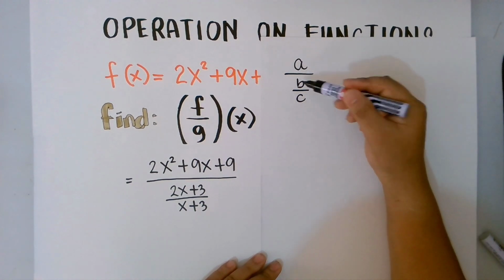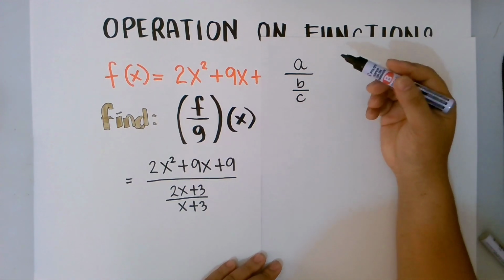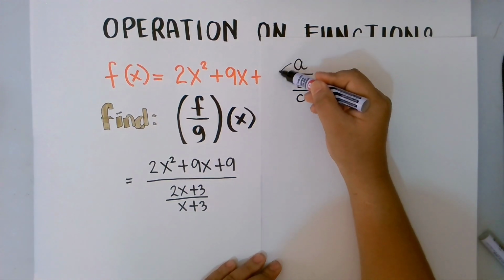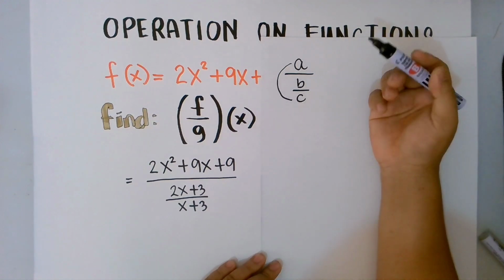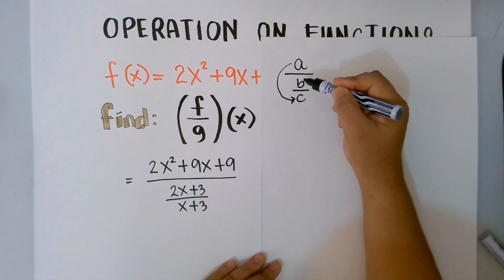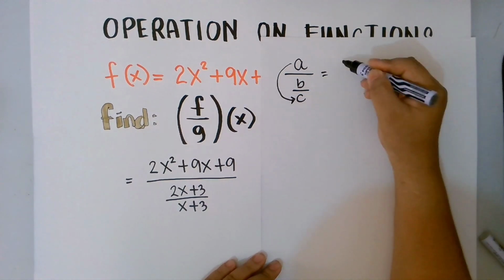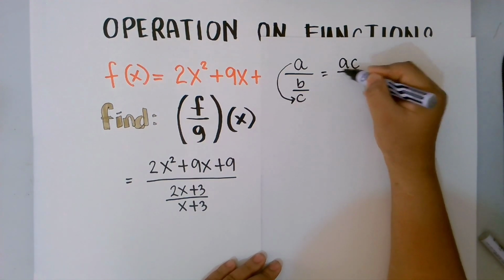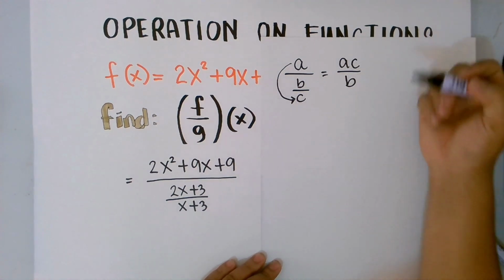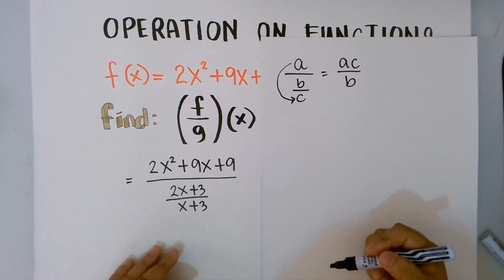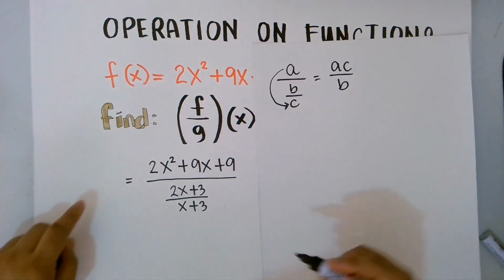So, when this is the case, what do we do? We just multiply the numerator, the whole number, to the denominator of the fraction denominator. Okay? And that will be the numerator. So, it will be A times C over B. So, that's the only secret. Always remember that. Okay? So, let's apply that here.